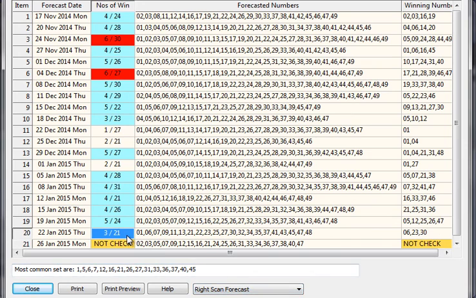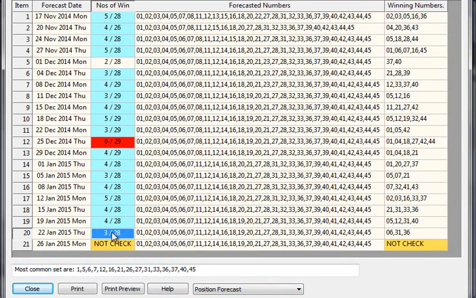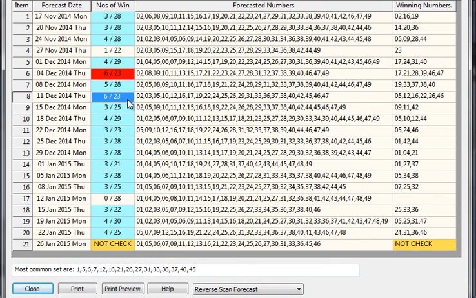Right scan, of 21, we got 3 numbers correct. And position scan, of 28, we got 3 numbers correct. However, in the month of December, position scan did have 1 forecast, 6 out of 29. Let's take a look at the reverse scan. In the month of December, this one has got twice, 6 out of 23, 6 out of 23.